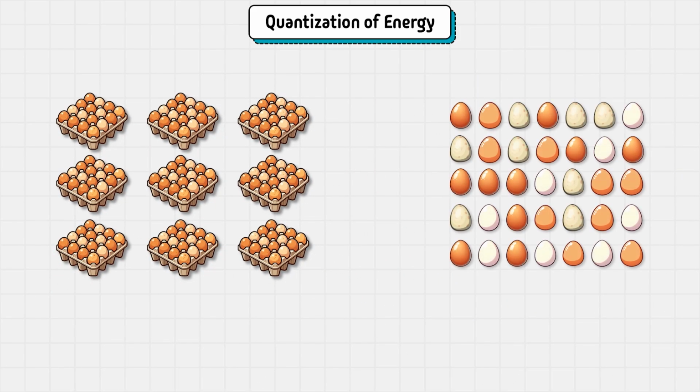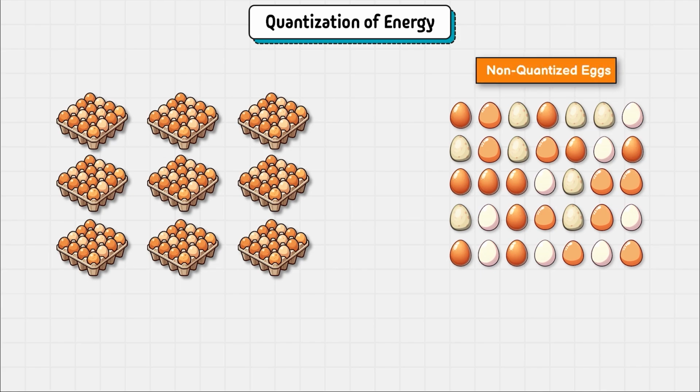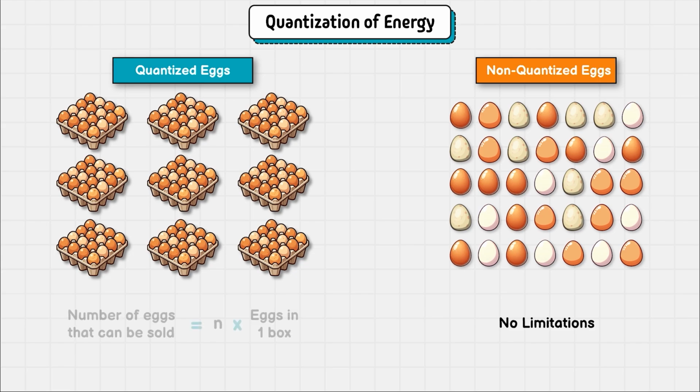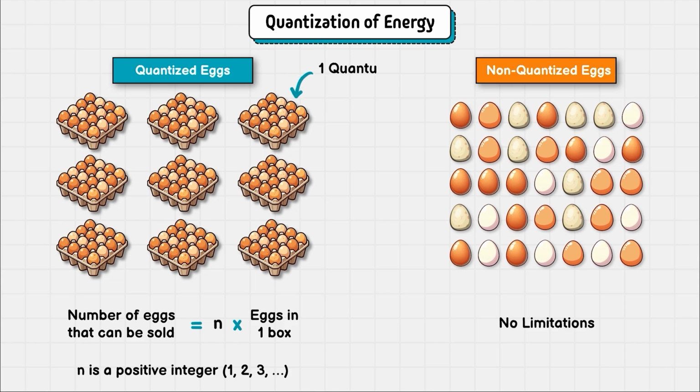When you are selling these eggs individually, you are selling them in a non-quantized manner. Customers could ask for any number of eggs and you could sell them easily. But when you package these eggs into boxes of 16, you started selling them in a quantized manner. And to calculate the number of eggs you can sell this way, you can use this formula, where n can be any positive integer. In other words, selling eggs in a quantized manner has put some limitations on the number of eggs you can sell, and 1 box of eggs will be called 1 quantum of eggs. So this is exactly how quantization works.